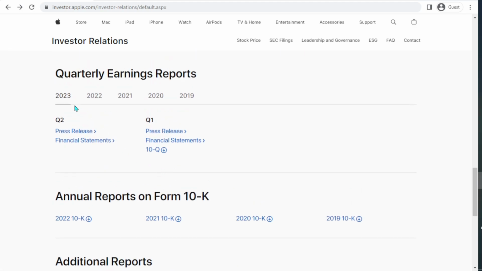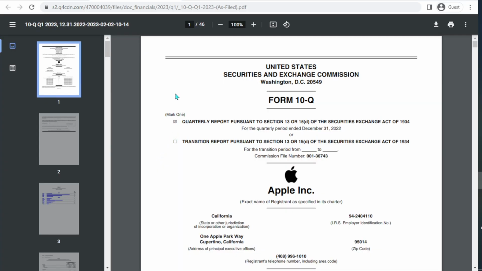So you're going to see for 2023, we have the Q2 and Q1, but we don't necessarily have the 10Q for Q2 because this usually takes a little bit of time, and Apple just reported earnings. So we're going to look at Q1 10Q. So, this is a long document, and just to simplify things, I'm going to do a Control F, and I'm going to type in repurchase.